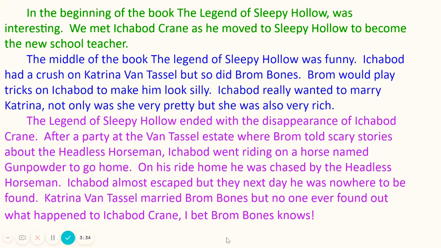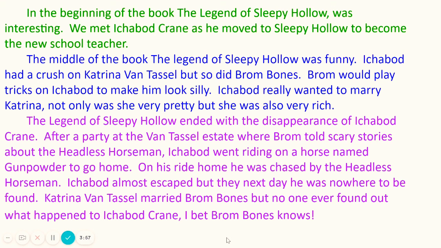The whole middle of the book is about how Ichabod was obsessed with Katrina Van Tassel. It was about how Brom Bones would play tricks on Ichabod, how Ichabod had to try to avoid Brom Bones because he was so big and strong, and Ichabod not so much. We went through that paragraph, and we again focused on the most important stuff.